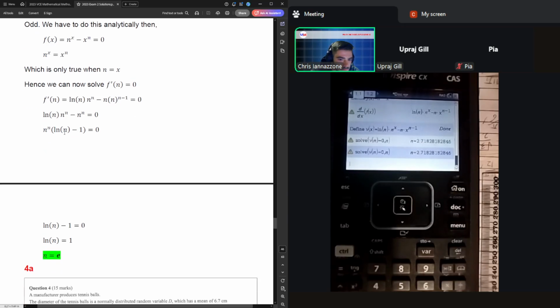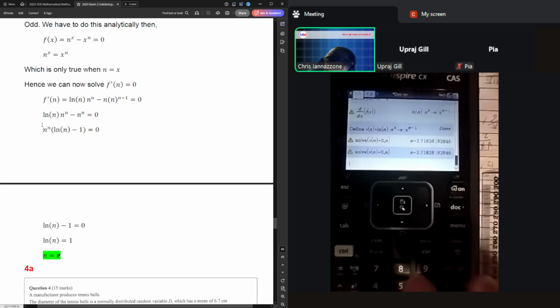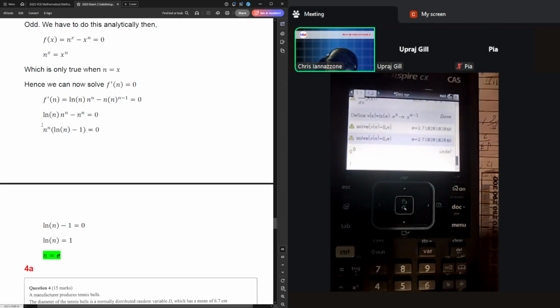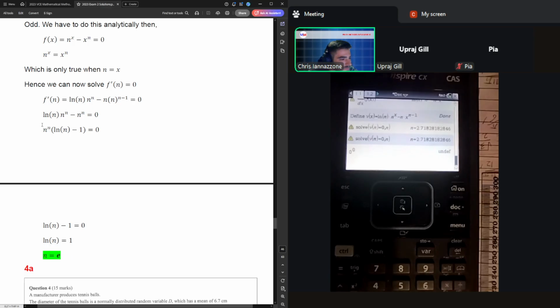This is now... I just heard a noise there. Was that a question? No. Okay. You now have a null factor law. So either n to the power of n is equal to 0, which, I mean, never, because you've got something to the power of something. Well, now I'm curious, 0 to the power of 0. I forget what's going on. Yeah, undefined. Cool. Which is just not going to really work out.